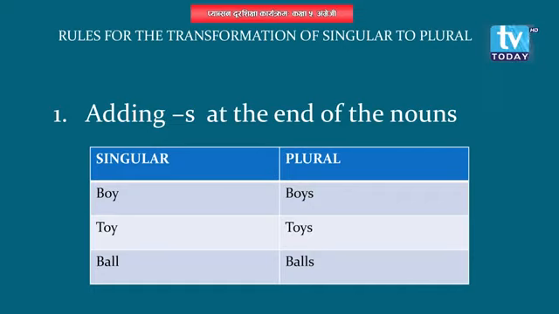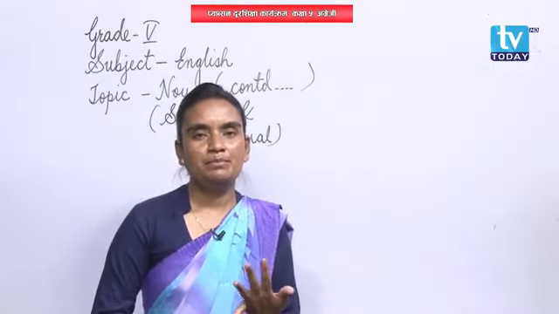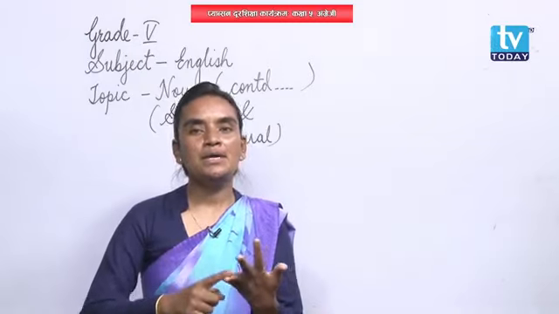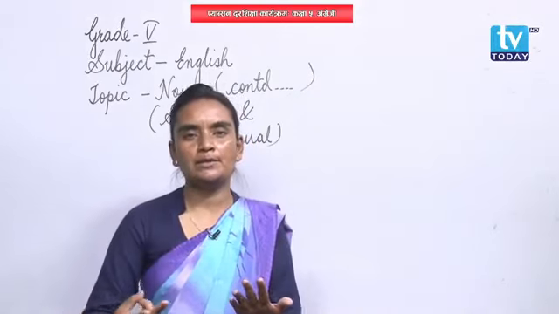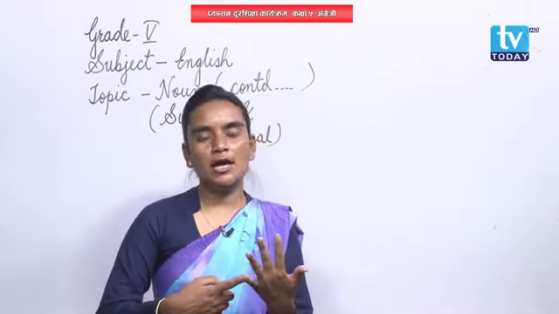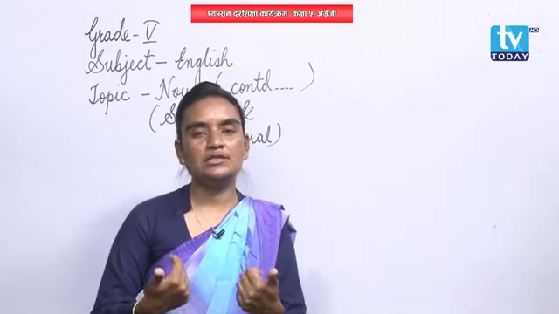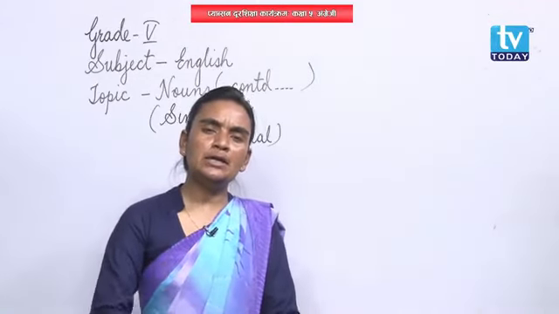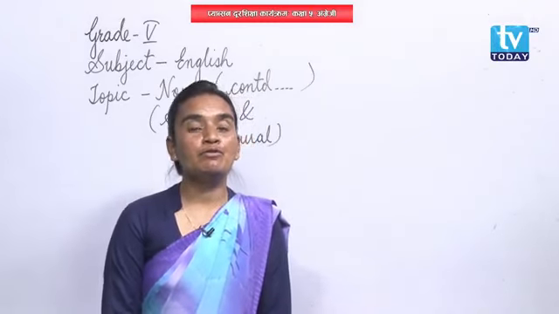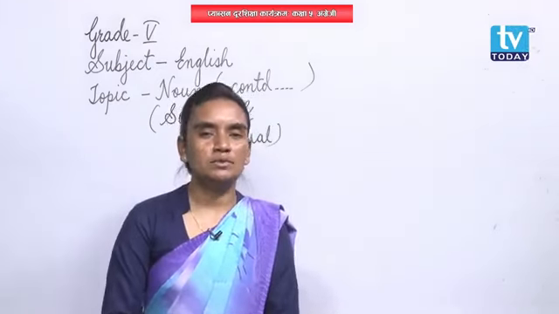By adding S, we can make the words into plurals, or nouns into plurals. Bird, birds. B-I-R-D, bird, one bird. B-I-R-D-S, birds, many birds, or two birds, more than two birds. Similarly, cat, cats. Cow, cows. Pen, pens. Letter, letters. So, we can get more examples. That is the first initial rule to be followed for changing singular nouns into their plural forms.